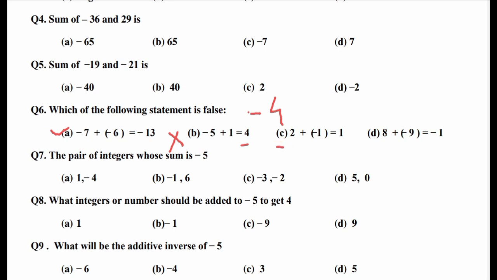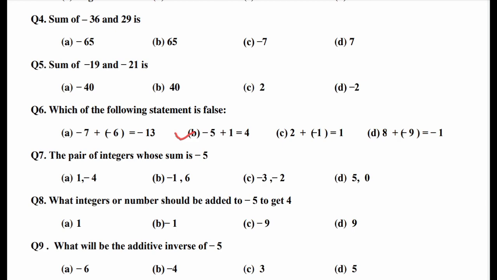Now we check C. 2 plus minus 1 is equal to 1. It is correct. Then 8 plus minus 9 is equal to minus 1. This is also correct. But here we have in question that which of the following statement is false. So here B is false. So answer of this is B.